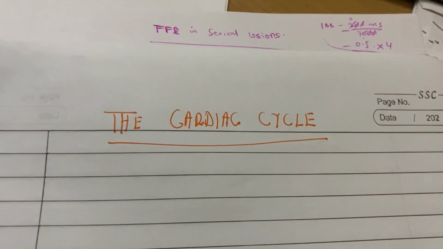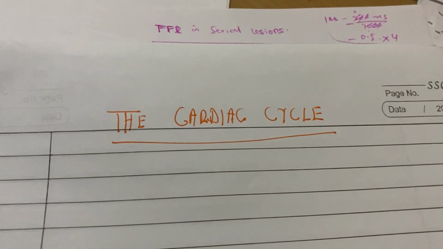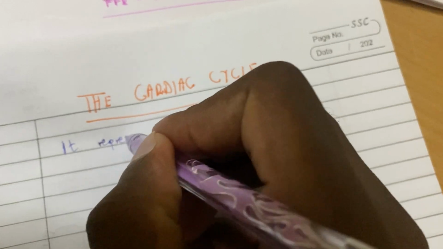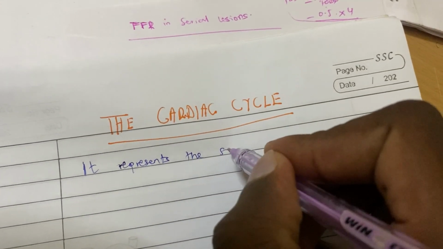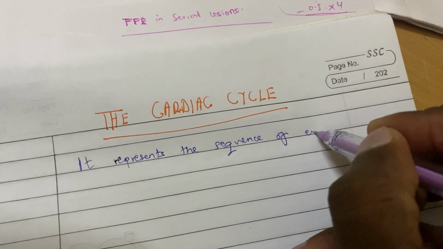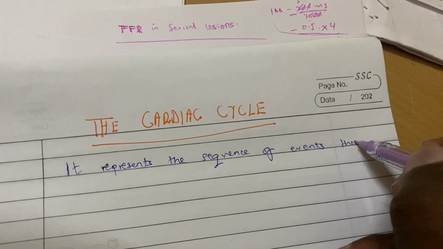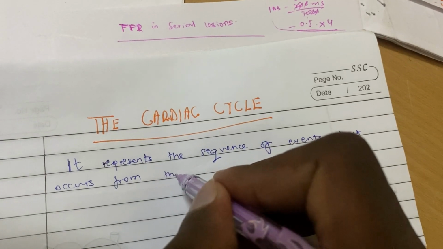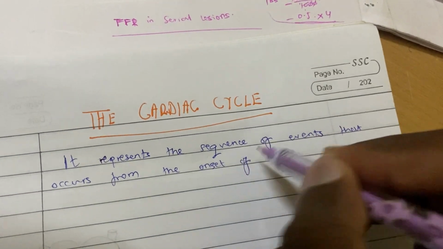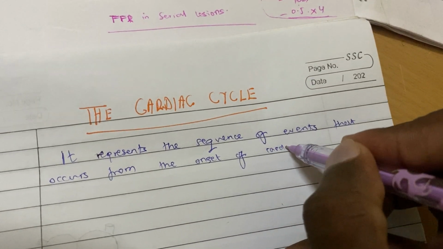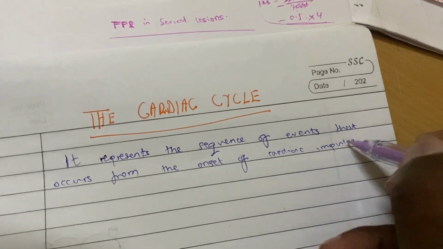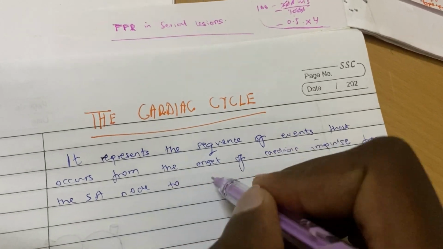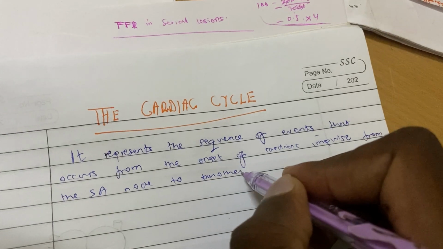Again, the cardiac cycle, a short definition. It represents the sequence of events that occurs from onset of cardiac impulse or action potential from the SA node to another action potential.